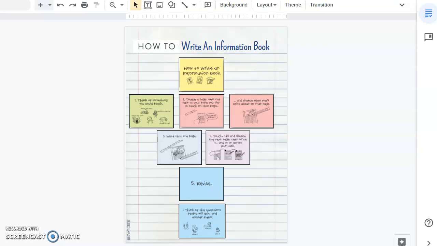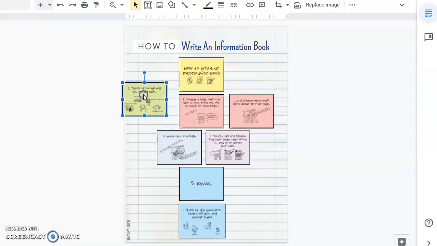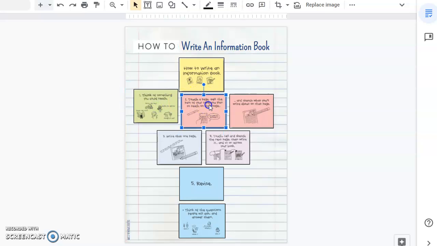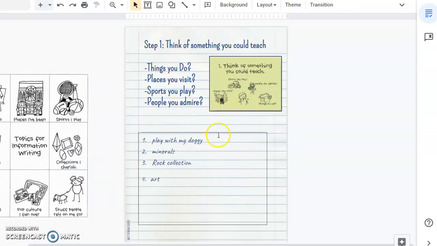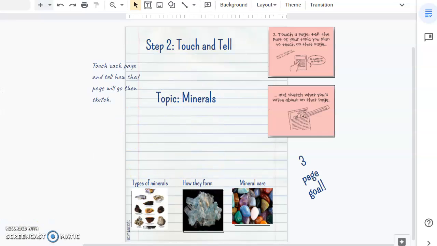Yesterday we talked about how to write an information book, and our focus was thinking about a topic you could teach about. And then we talked about touching the pages and telling part of your topic that you want to teach on that one page. So I want to show you an example of a student who chose 4 things: art, rock collection, minerals, and playing with their doggy, of something that they could teach.